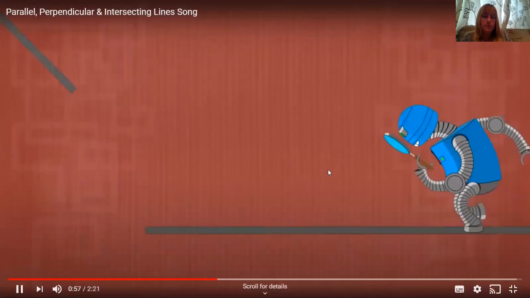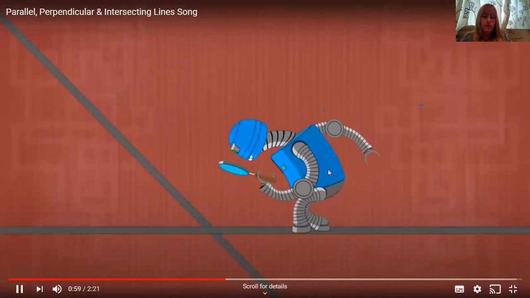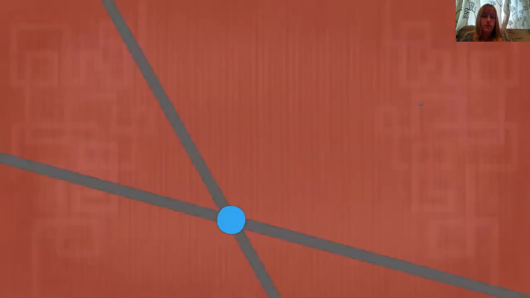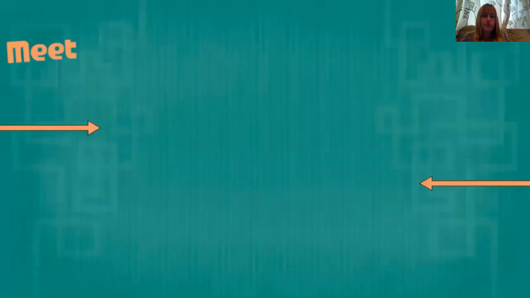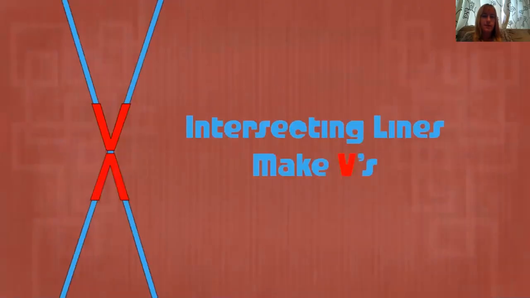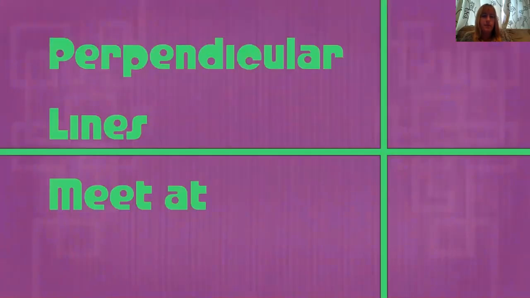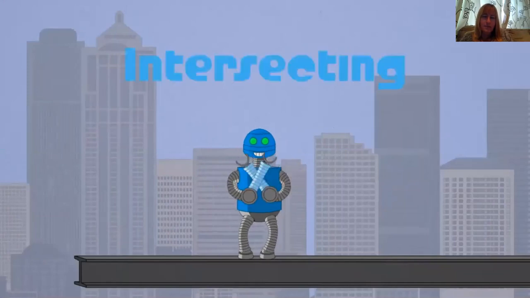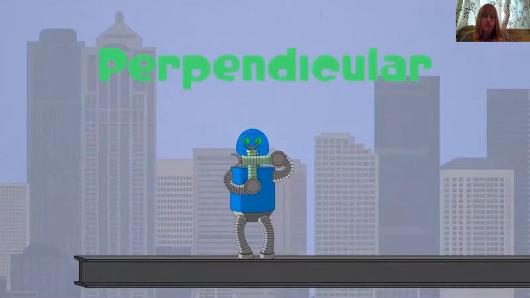Now let's talk about detecting if two lines are intersecting. It's the term that we select if at any point two lines connect. Parallel lines never meet. Lines meet at 90 degrees.